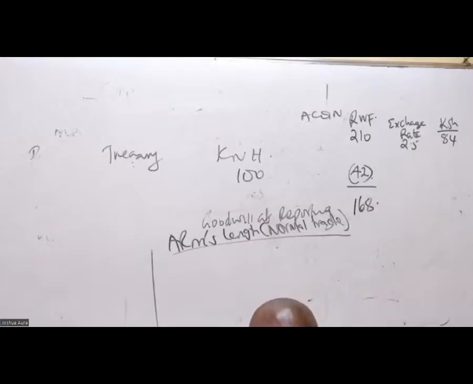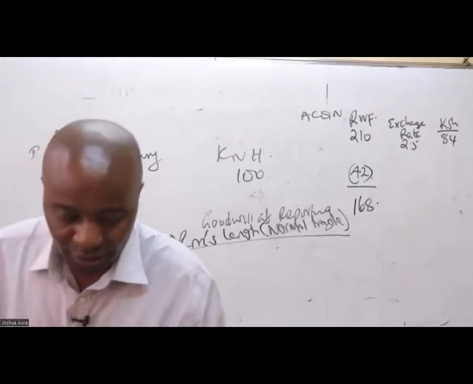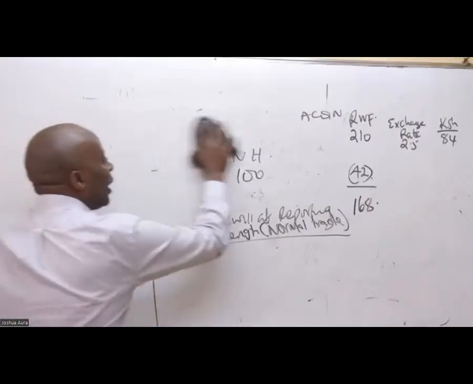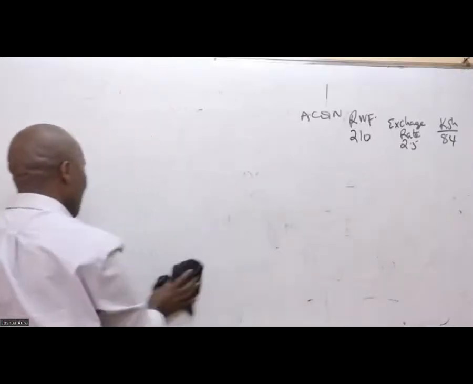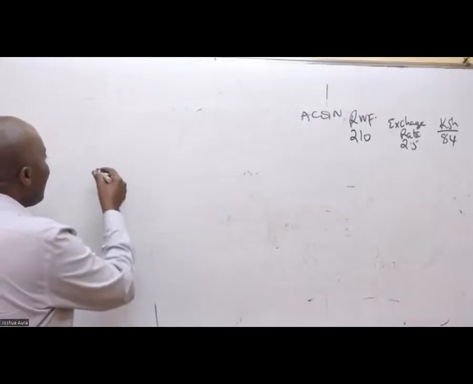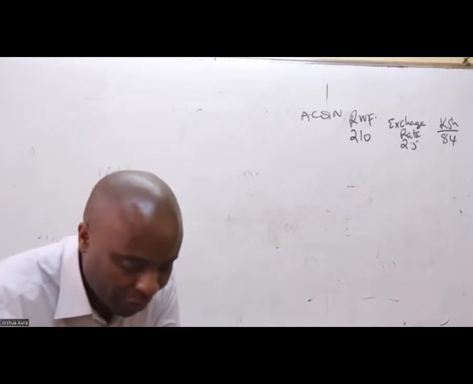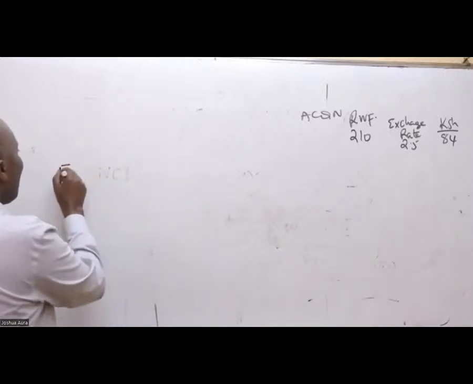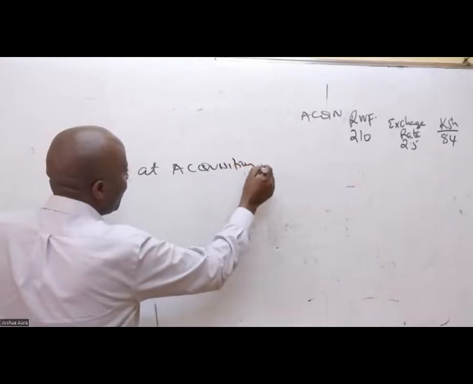I repeat again, that according to IFRS 3, NCI should be measured at its fair value at the date of acquisition. We normally do two types of measurements when it comes to IFRS 3, measuring NCI. We have the fair value of NCI at acquisition.